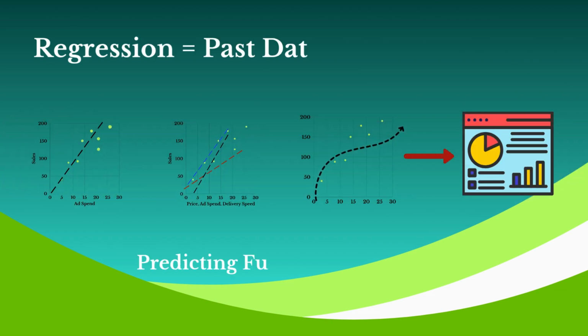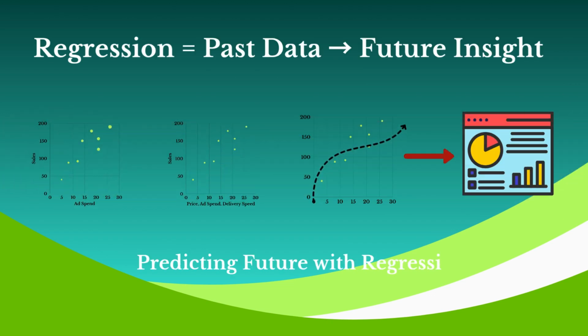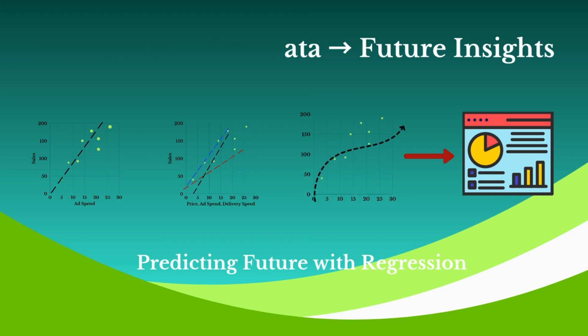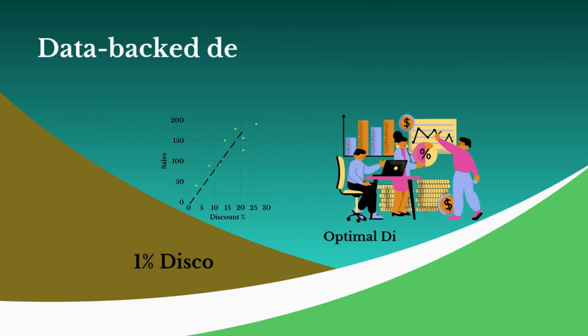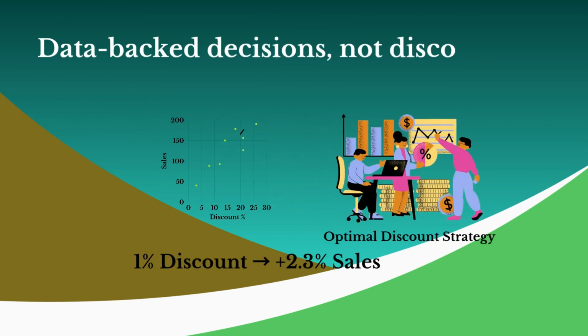Relationship looks like a curve, not a line. Once we know this relationship, we can use regression to predict, and that's where its real power begins. Regression is not limited to textbooks. It drives real business, economic, medical decisions every day.